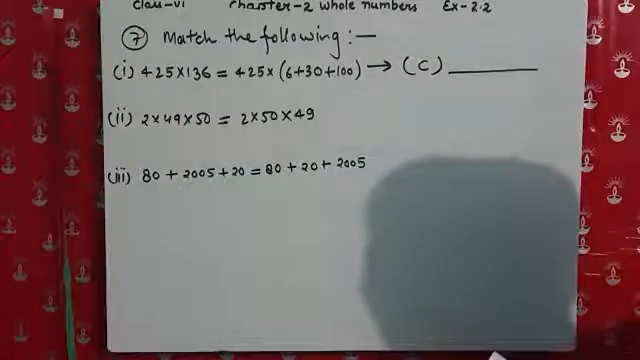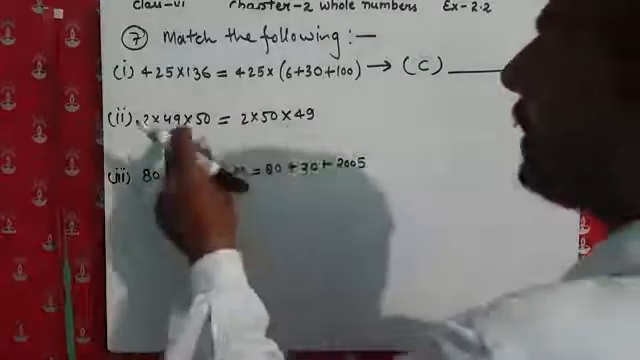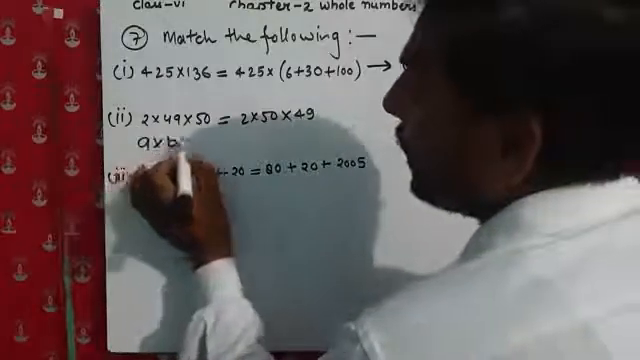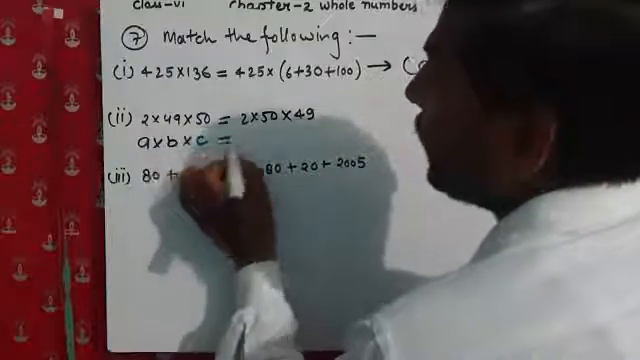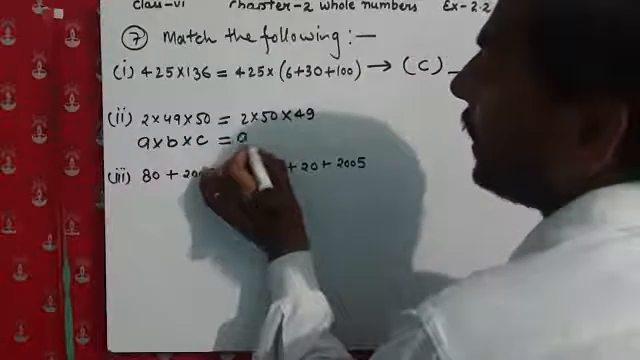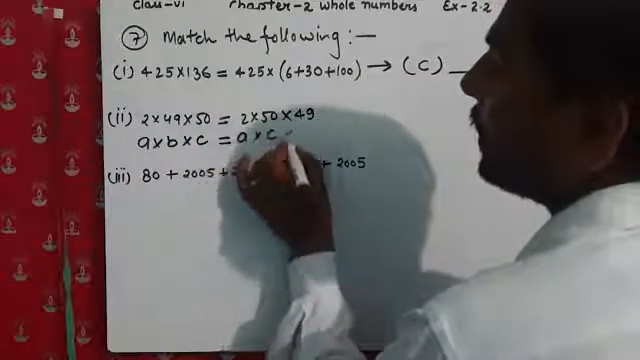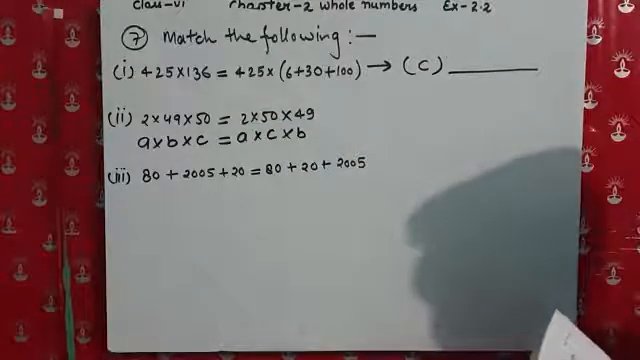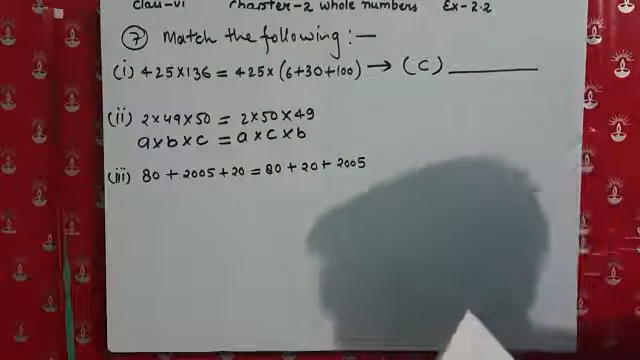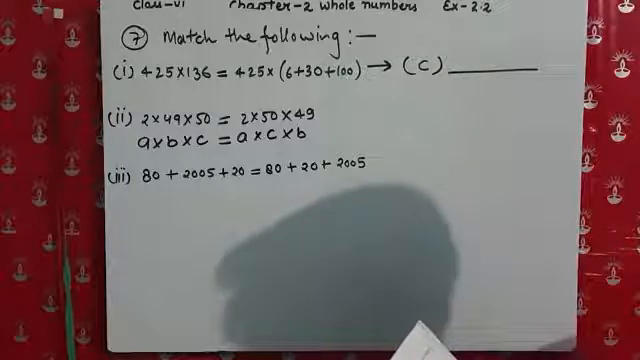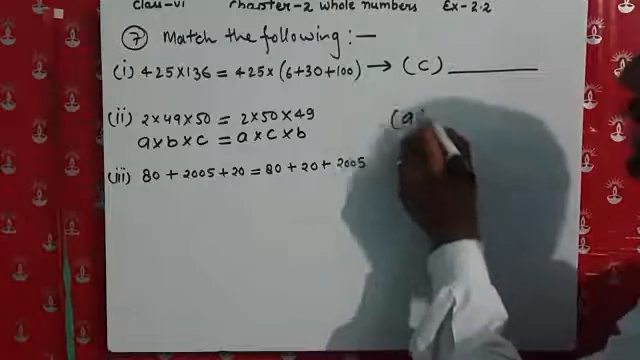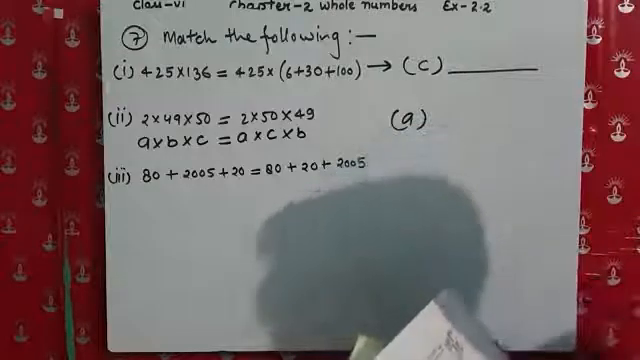Now here the part number 2. Here 2 multiplied by 49 multiplied by 50, and here only the sequence, that means the order, is changed. Like this, if A, B and C are written, here we are going to change the sequence. A is written as it is, now C, then B. So if we are interchanging the sequence, this is called option number A, commutativity under multiplication.